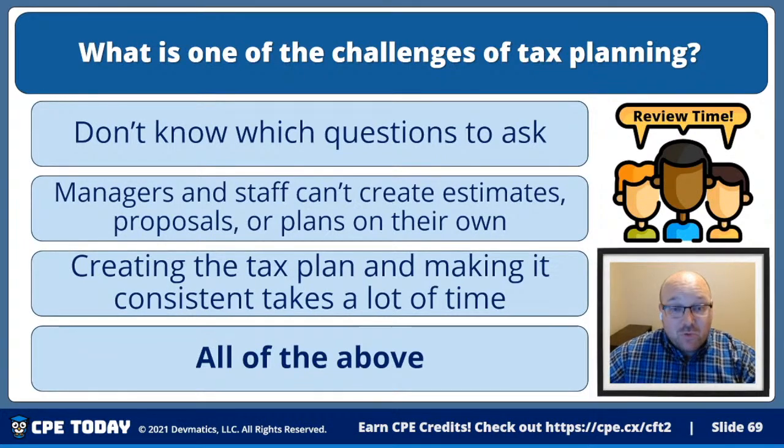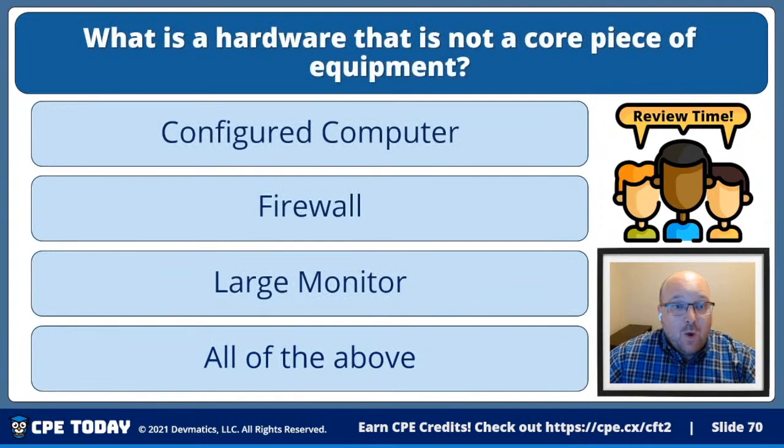All right, our third review question. What is hardware that is not a core piece of equipment? Okay, what is not a core piece of equipment? A configured computer? No, that's absolutely core. I mean, a computer is our base tool. That's what we do everything with. Is it a firewall? No, you need security. Security is absolutely essential. Is it a large monitor? Well, that's not really core.